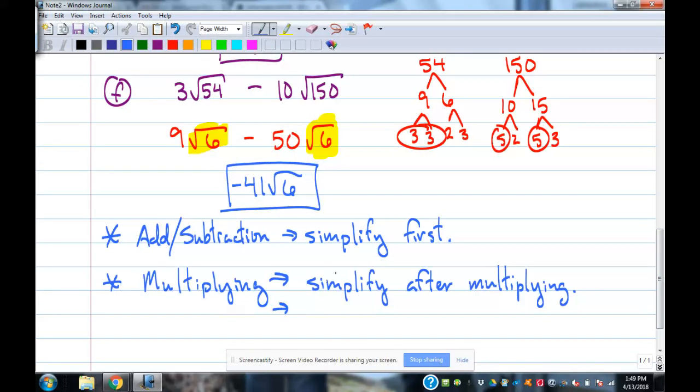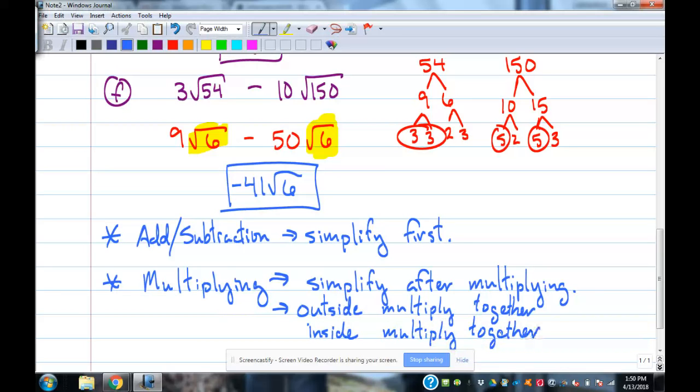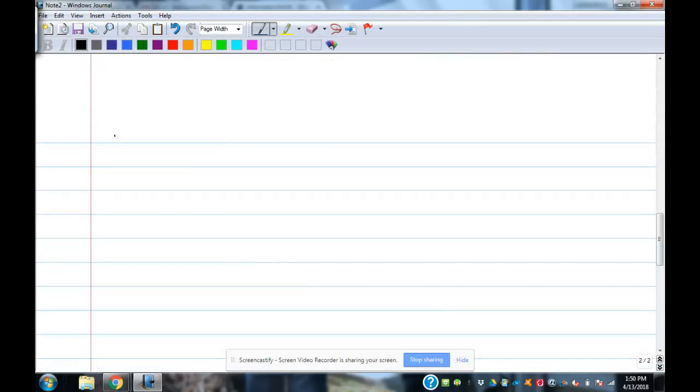The way that you multiply, the rules are: outside, multiply together; inside, multiply together. Okay? So if you're going to multiply two radical expressions, outside times outside, inside times inside. Outside times outside, inside times inside. Simplify after you multiply. Okay? All right, let's do some of those.